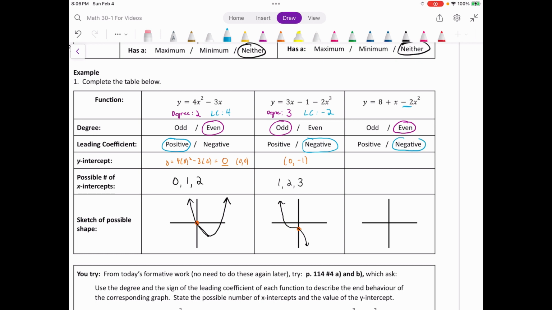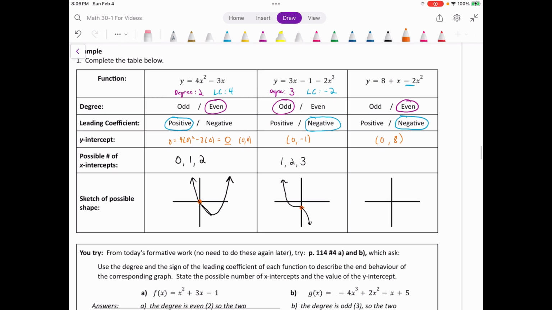So it's got a negative leading coefficient. Okay, y-intercept here. Well, we can look at the constant term and see that it's 8. Again, we can also imagine putting in 0 for x. 8 plus 0 minus 0 is 8. So our y-intercept happens at 0, 8. Okay, possible number of x-intercepts.